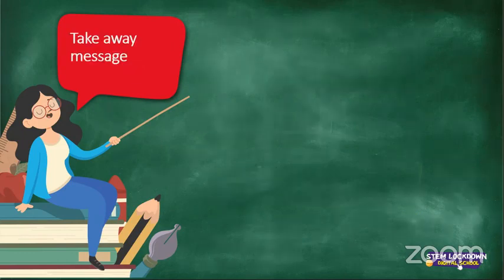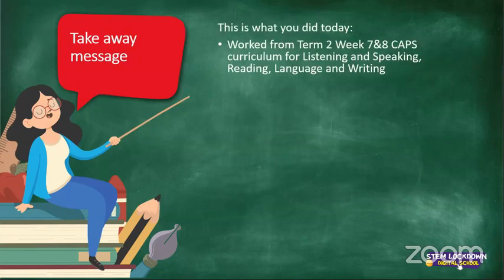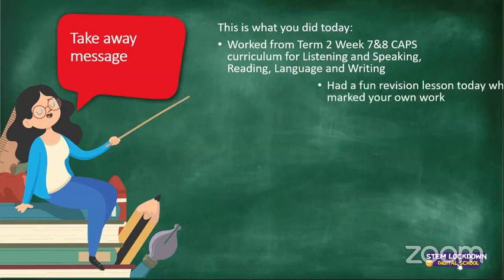Right, everybody, we're getting to the end now. So we'll definitely have a Kahoot session sometime next week. Now, this is what you did today. You worked from term 2, week 7 and 8 CAPS curriculum, and we went through all 4 things: listening, speaking, reading, language, writing, everything that you've learned in the last 2 weeks. But it's actually week 5 and 6. I don't know why I've written 7 and 8 there.